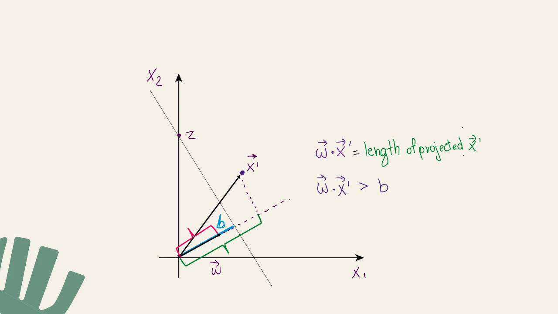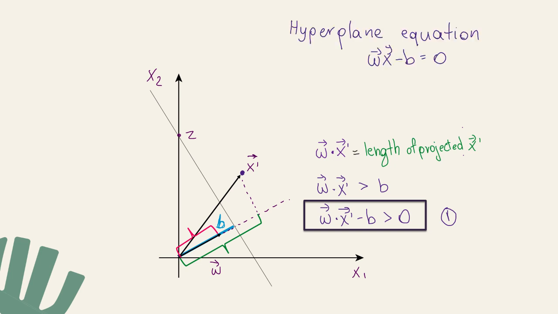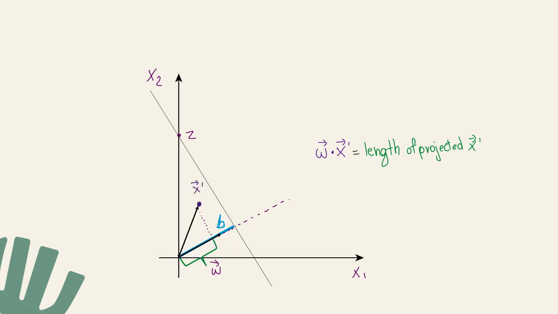And if we move b to the left, we get something that is familiar to us already. Isn't the thing on the left the same as the equation of a hyperplane we defined earlier? Sure it is. What if the point is below the hyperplane? Let's calculate the dot product again. This time it is clearly smaller than b.